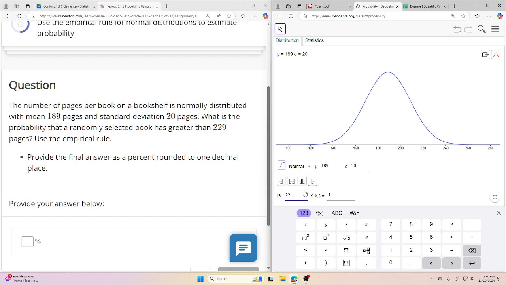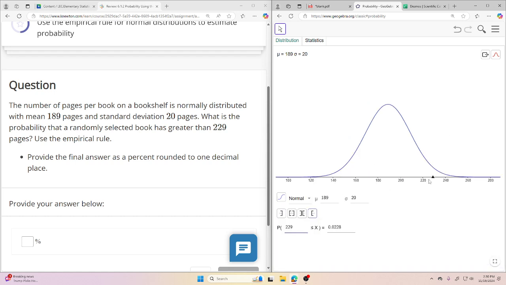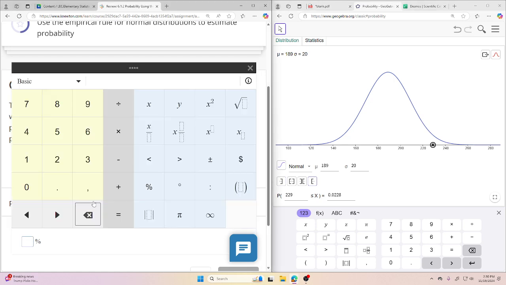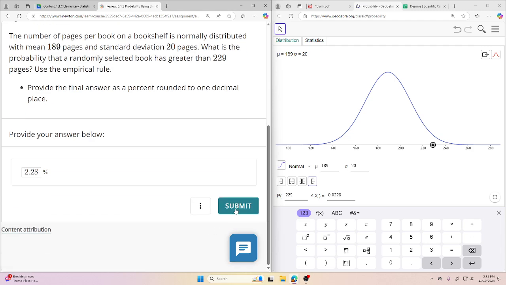Greater than this much, 229. I think it should actually show a more shaded region. Oh well, it's just glitching out. So I want to put in the 0.0228, right? But that's not really what I'm going to put. What do I put? 2.28, right? Because I had to shift it over by 2 decimals.